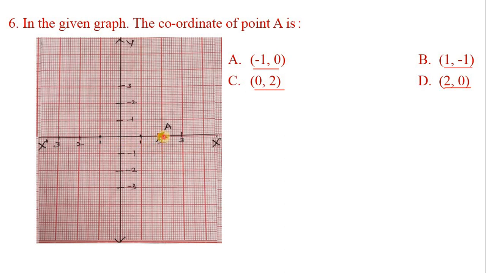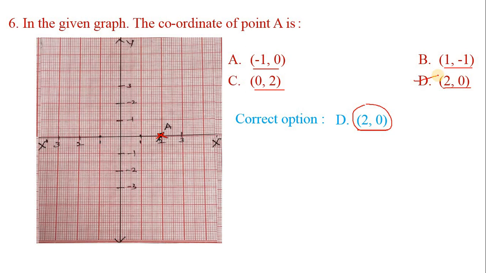See here, the point is lying on the x-axis. Now you have to think: when a point lies on the x-axis, the y value is 0. If the point is lying on the y-axis, the x value should be 0. Hence your correct option will be D, that is (2, 0). So x value we are taking 2 and y value we are taking 0. Hence point A coordinate will be (2, 0).